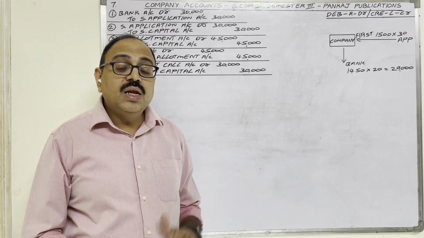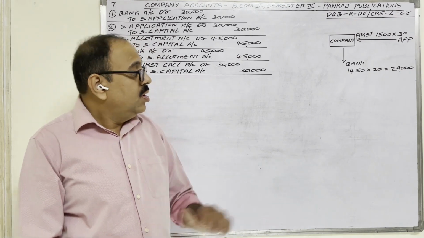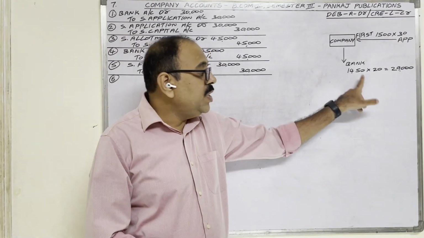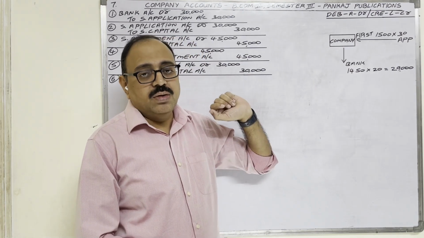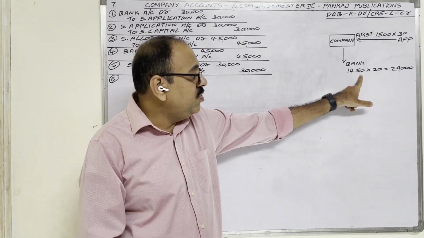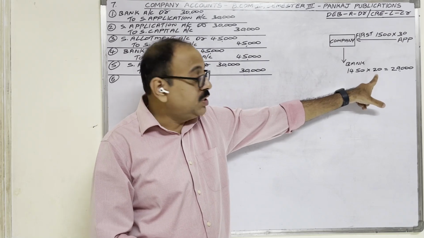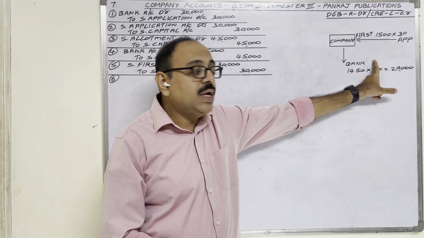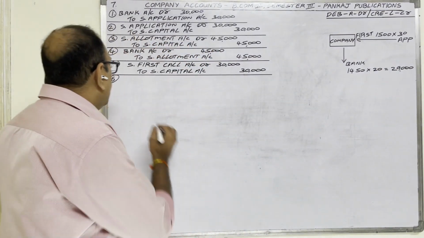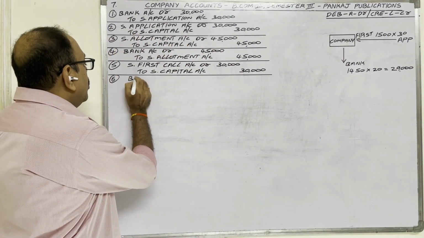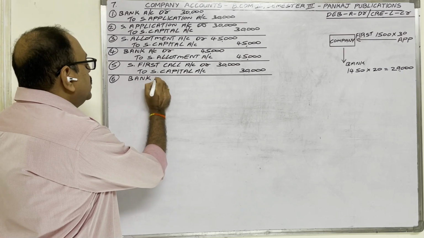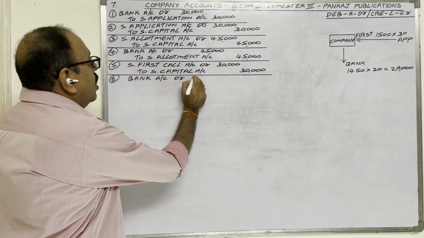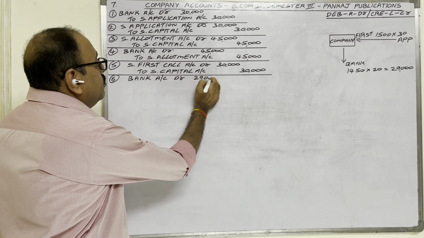Next entry is for receiving first call money. On 50 shares, company failed to receive first call money. Finally, on 1450 shares at the rate of 20 rupees per share, 29,000 came. So for 29,000, bank is a receiver. As per personal account rule, debit bank account with 29,000 rupees. Bank account debtor 29,000.